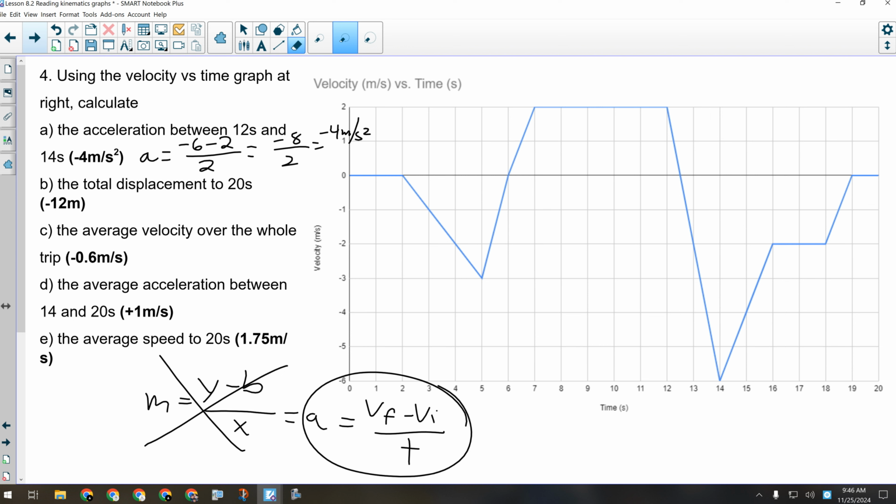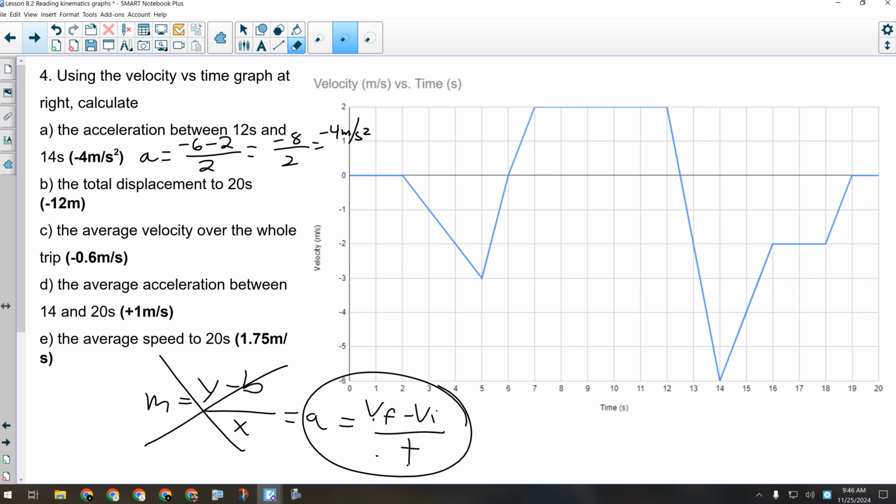Does that fit with what's on the graph? It shows an object accelerating in a negative direction between 12 and 14 seconds. Everybody all right with that? So if we don't have the equation for the line, that's okay. We can still use this formula because we can read velocity and time directly off of this graph.